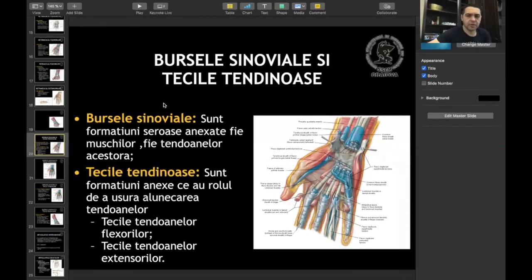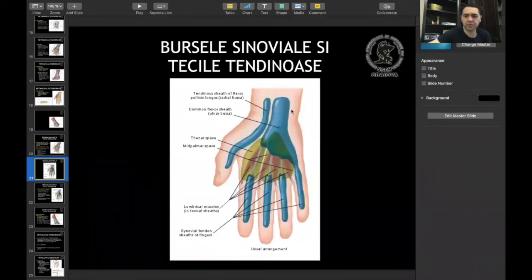As I already told you, there are some sheaths of the tendons which are marked with blue here in the anatomy drawings. Here we have the common flexor sheath or ulnar bursa. Here we have the synovial tendon sheath of the fingers, and here we have the tendinous sheath of flexor pollicis longus. This is very important for the nutrition of the tendons and also for the drainage of the synovial liquid.